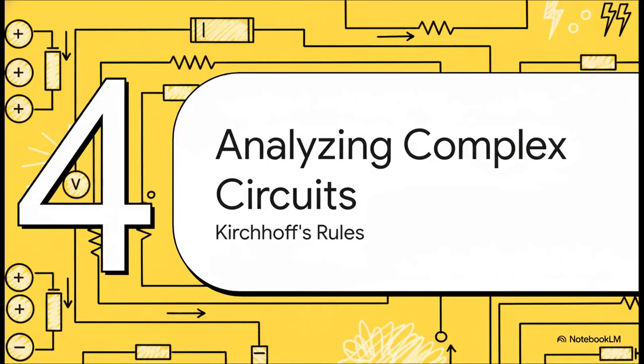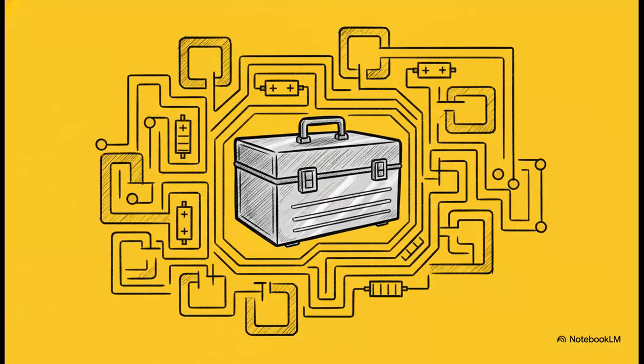Okay, so we've met all our key players: voltage, current, resistance, and the EMF that powers them. But what happens when our circuits get, well, messy? With multiple loops and a few different batteries, suddenly just using Ohm's law by itself isn't going to be enough to figure out what's going on. For those really tricky situations, we've got to open up our toolbox and pull out something a bit more powerful. And that's where we turn to a couple of rules from a physicist named Gustav Kirchhoff.